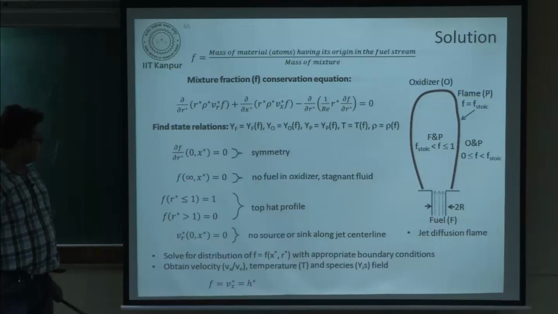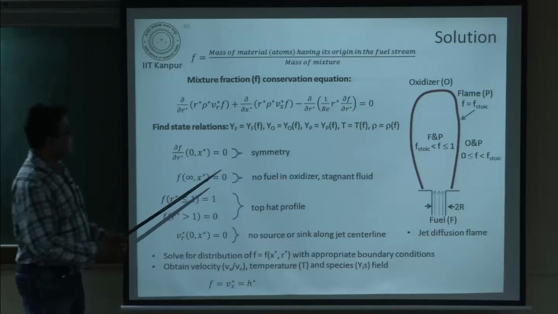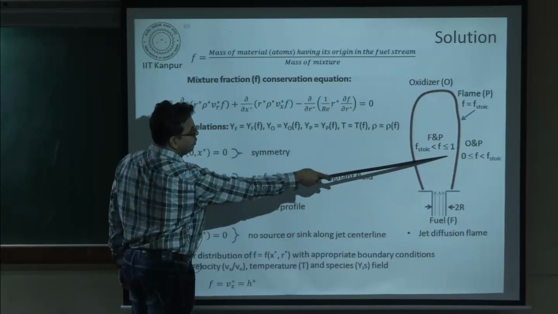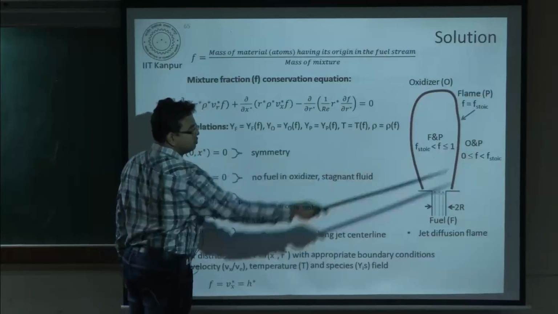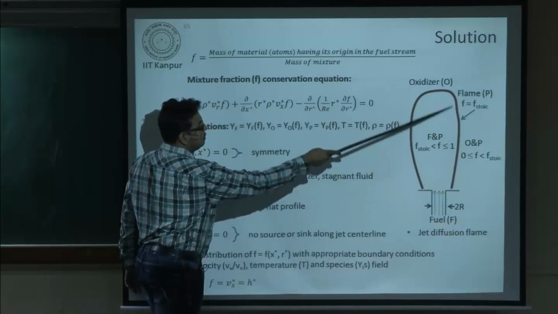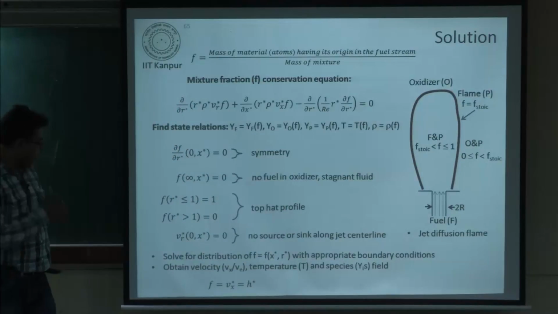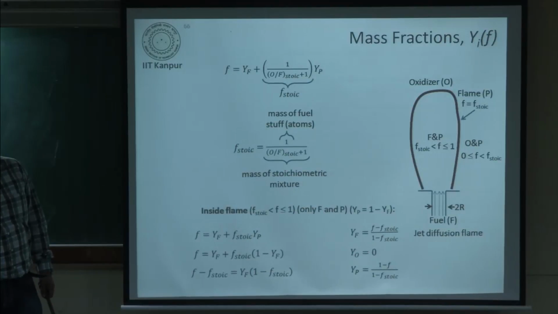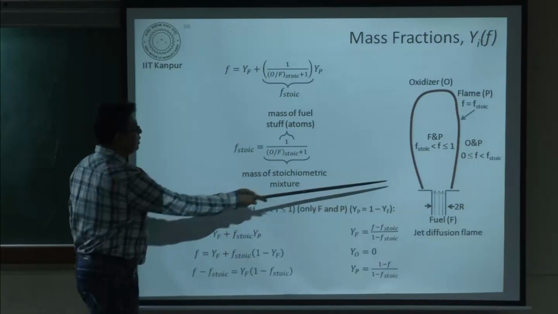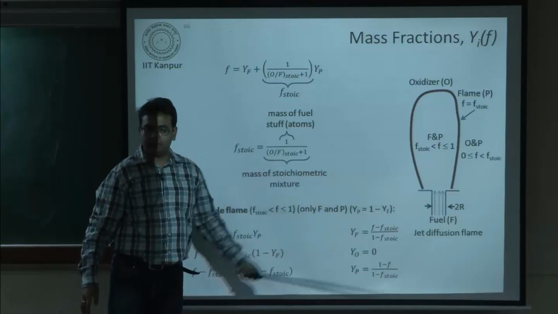So these are the boundary conditions of the mixture fraction. Inside the flame the mixture fraction varies between f stoichiometric and 1. Outside it varies between 0 and f stoichiometric. It cannot be equal to f stoichiometric. This is the stoichiometric mixture fraction line where the flame is located, which is basically equivalence ratio 1. So now we have identified two different locations: one inside the flame, another outside the flame.